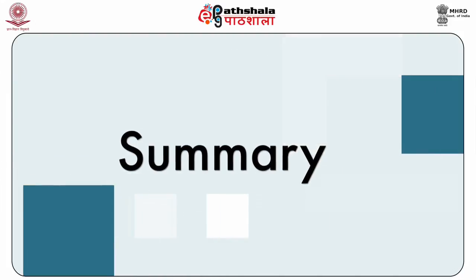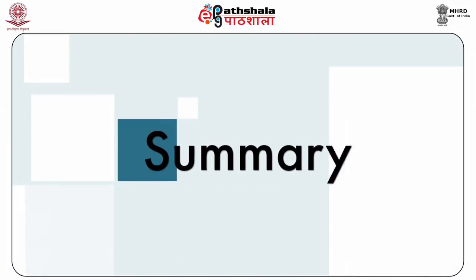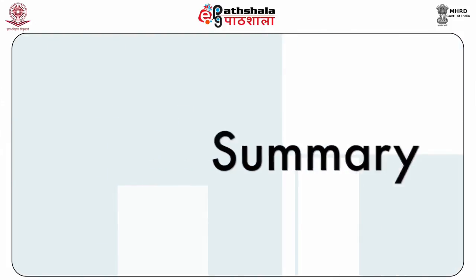This brings us to the end of this module. Let us quickly go through all the points that we have studied here. The first thing is that language is a system of symbols that are used to communicate ideas among two or more individuals. Language uses both mental and external representations.